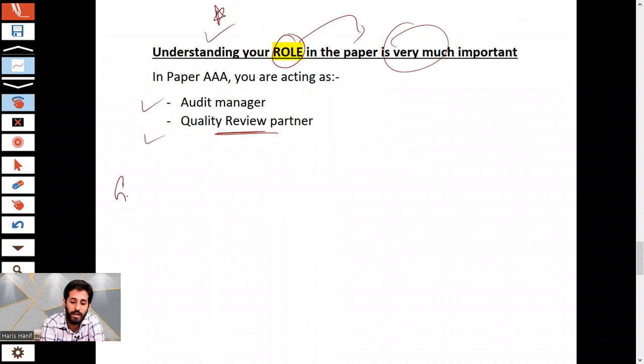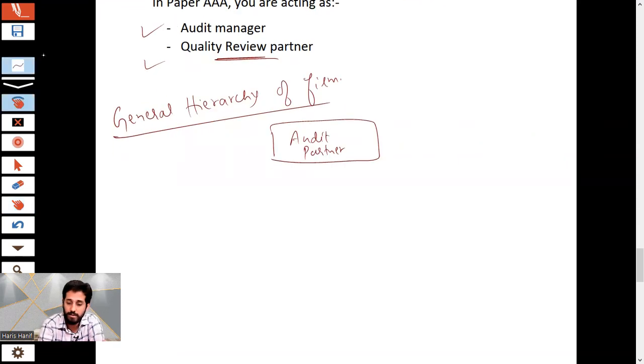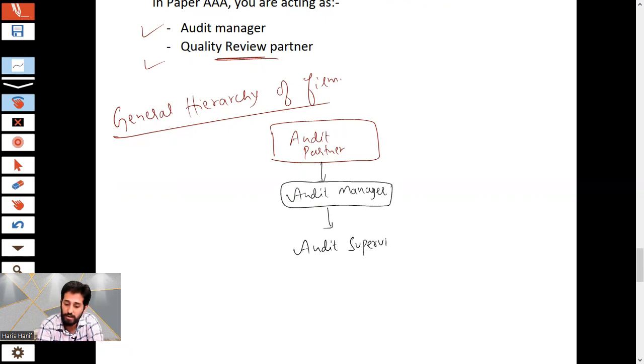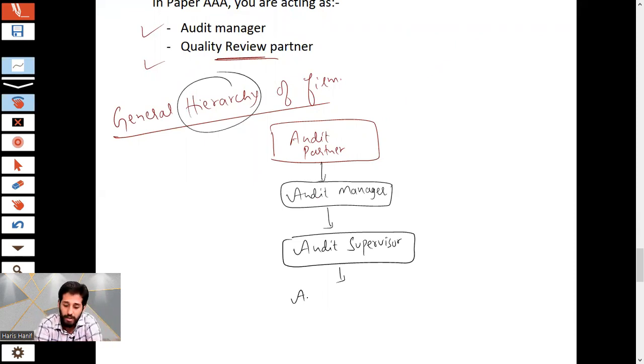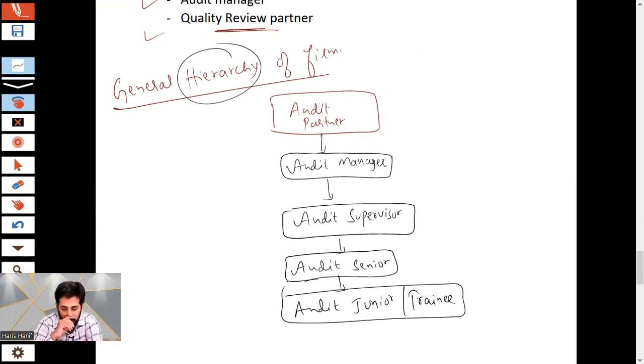If I can give you a very general hierarchy, that is general hierarchy of firm. First of all, there is audit partner. Audit partner, you are not the audit partner. There is audit manager. There is audit supervisor. This is general hierarchy. You can extend the hierarchy based on the nature and size of the firm. There is audit senior. There is audit junior, or you can call him a trainee. Okay, so this is actually the general hierarchy of the firm.